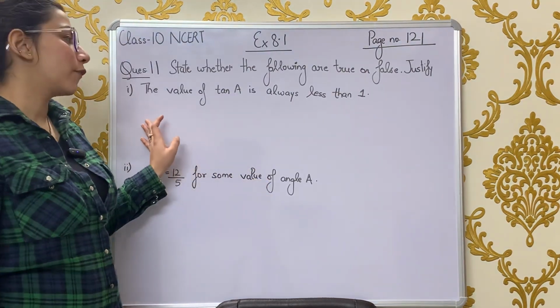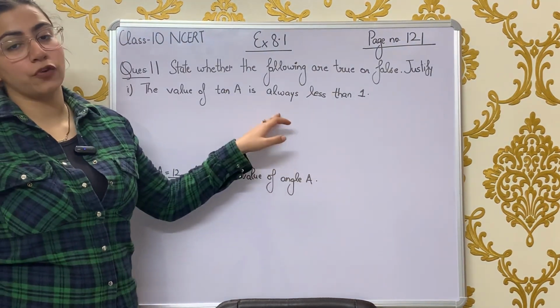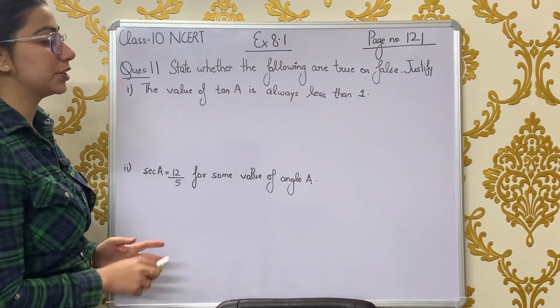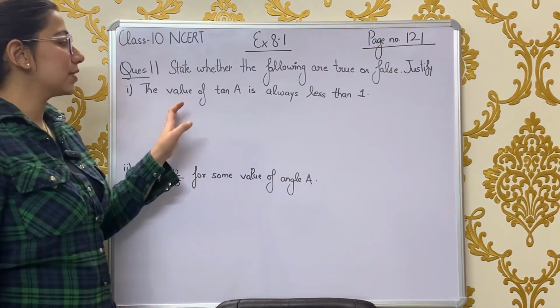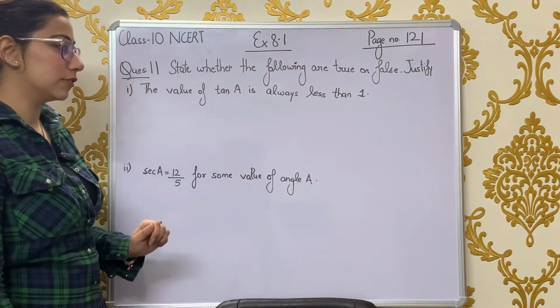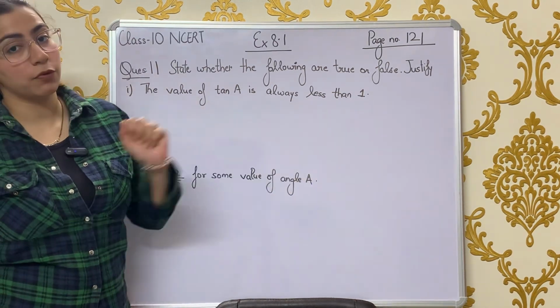Now, in the last question of the exercise, we need to state whether the following statements are true or false, and we also need to justify. In the first part, we are asked that the value of tan A is always less than 1. So, let's understand with the help of an example.